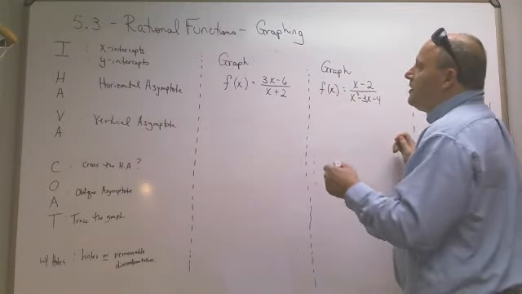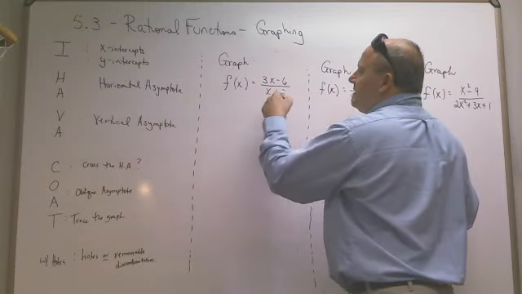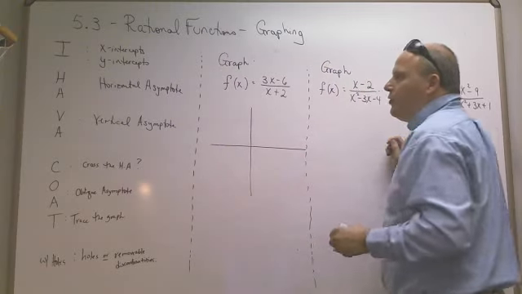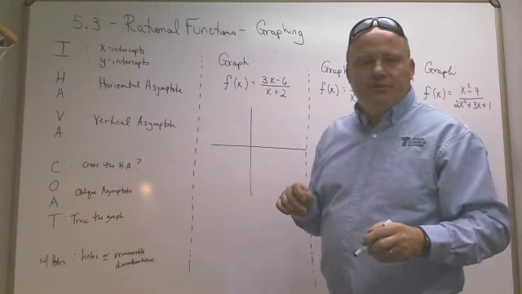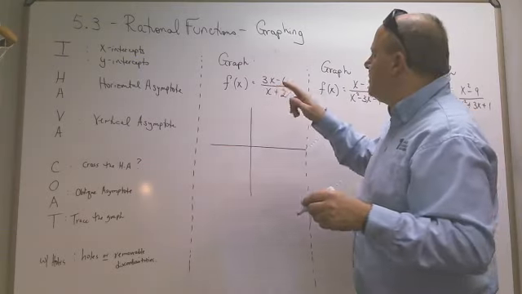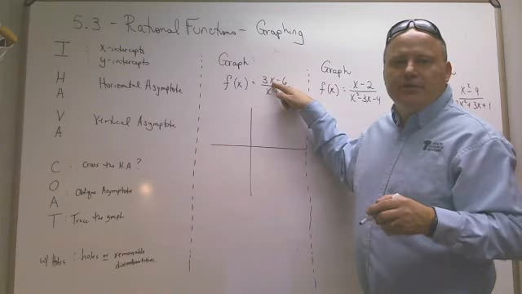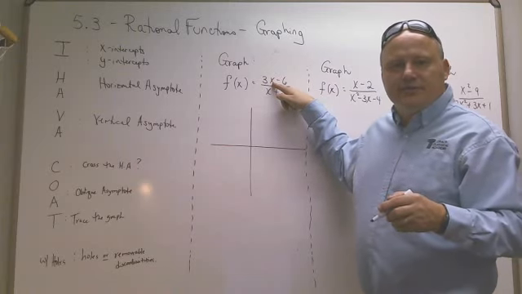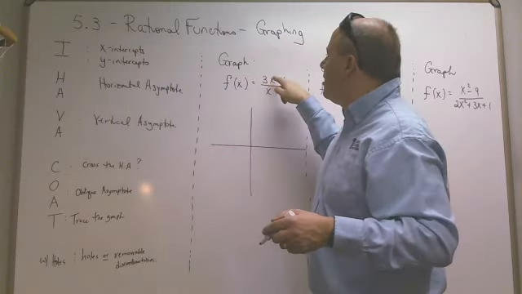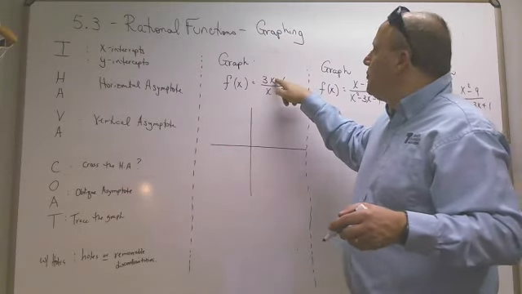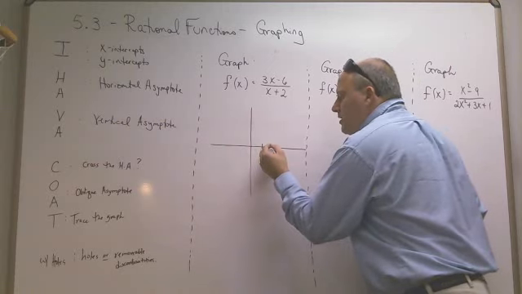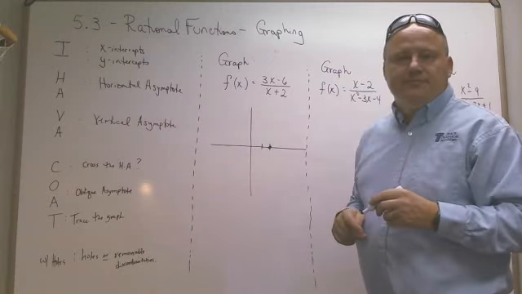So the first function is f of x equals 3x minus 6 over x plus 2. The first thing you do is go through the x- and y-intercepts. To find the x-intercepts, like we did in class, you set the numerator equal to 0. So 3x minus 6 equals 0, and x equals 2. So it's (2, 0). That is the x-intercept.